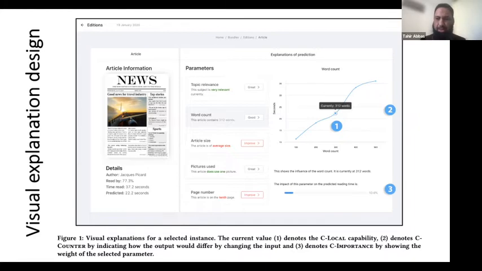And then C counters by indicating how the output would differ by changing the input. And then the C importance by showing the weight of the selected parameter. Here you can see they included kind of a progress bar that shows the importance of the selected parameter. And the user can perhaps navigate between different parameters and see which one impacted the prediction more.